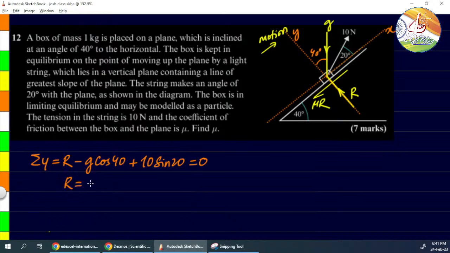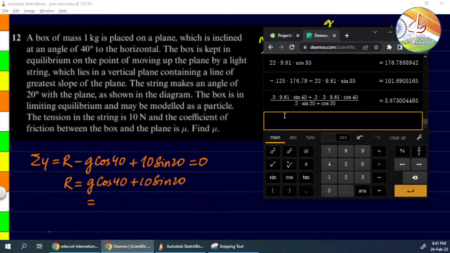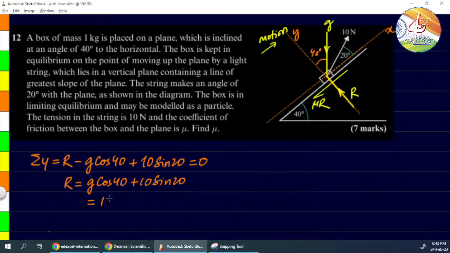Write equation of r, that is g cos 40 plus 10 sine 20. So all values are known here. We can calculate it. So g is 9.81 cos 40 plus 10 sine 20. So r is 10.94 newtons.